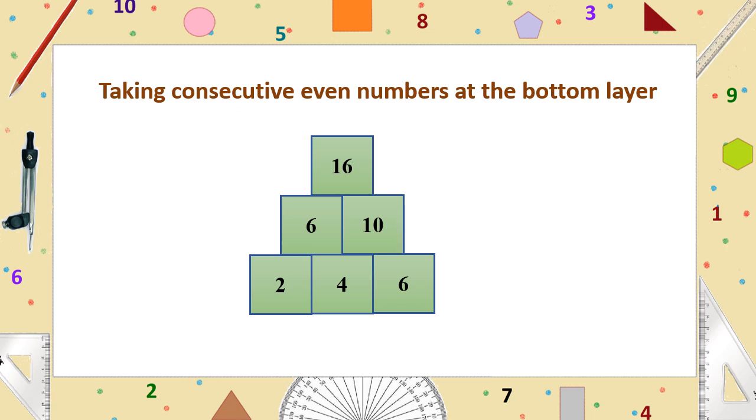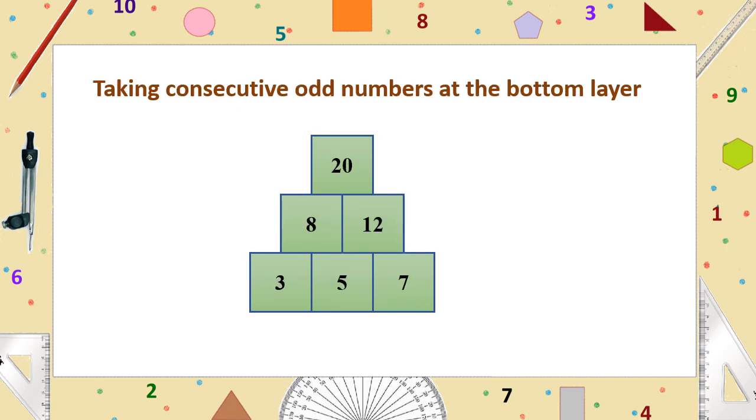Now let's check this relationship for consecutive odd numbers. Here the bottom layer numbers are consecutive odd numbers 3, 5 and 7. Here also, 3 plus 5 is 8. 5 plus 7 is 12. And what will be the sum of 8 and 12? 8 plus 12 is equal to 20.